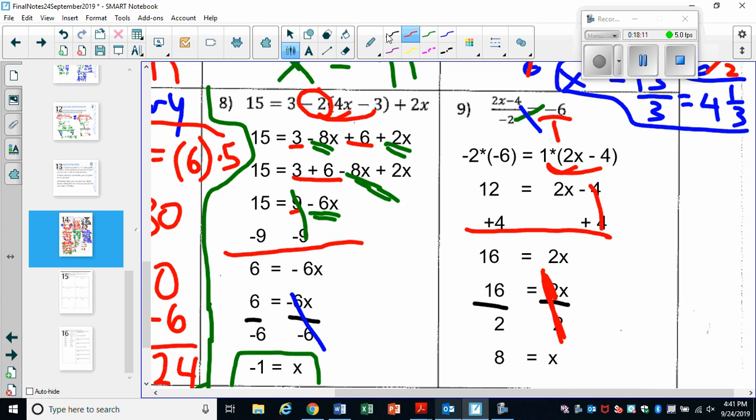So 16 equals 2x. And then last but not least, we have 2x is equal to 16, but we're going to divide both sides by 2. So when we divide both sides by 2, the 2's cancel. On the right side, we have an x. The left side, 16 divided by 2, which is 8. And we are finished.